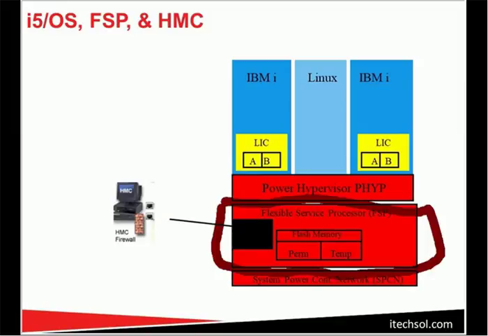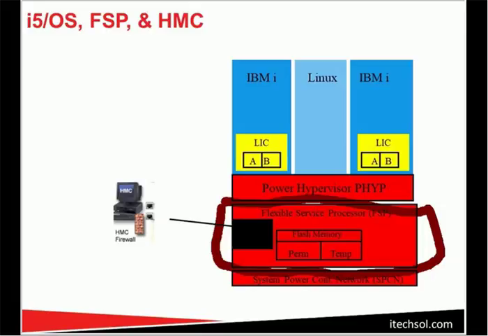And that flexible service processor has firmware, and that firmware needs to be at a minimum level before you do your upgrade. Because IBM i, Linux, AIX, whatever your partitions are above, are sitting on top of the Power hypervisor, which in turn sits on the flexible service processor. The flexible service processor is really just allocating the resources amongst partitions. It talks to the HMC, and the HMC is really just the GUI interaction to it. But the HMC needs to be at a compatible level to talk to the flexible service processor.